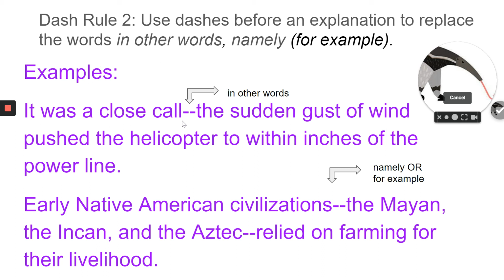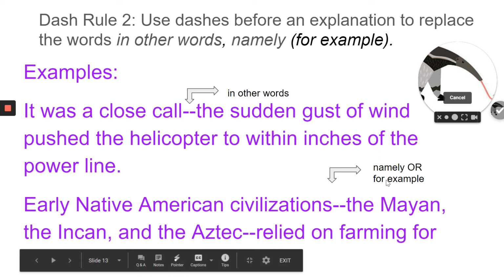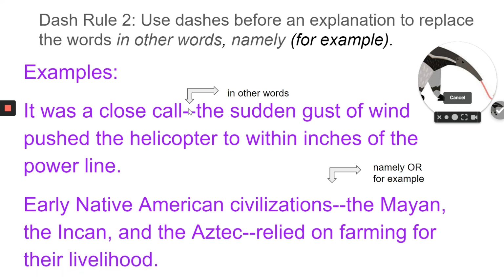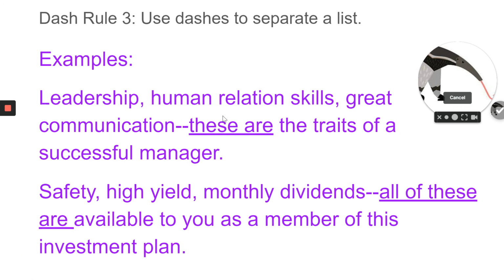So it was a close call. In other words, the sudden gust of wind pushed the helicopter to within inches of the power line. Early Native American civilizations, namely or for example, the Mayan, the Inca, and the Aztec, relied on farming, blah, blah, blah. So this kind of functions as saying namely or in other words. You can use dashes to separate a list: leadership, human relation skills, great communication, dash, these are the traits of a successful manager.